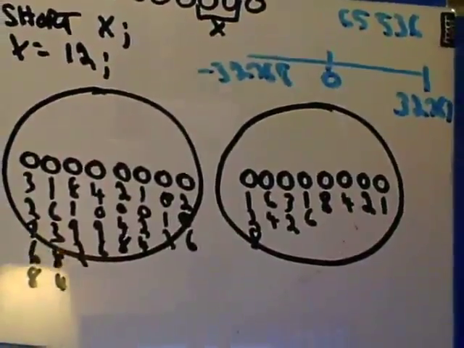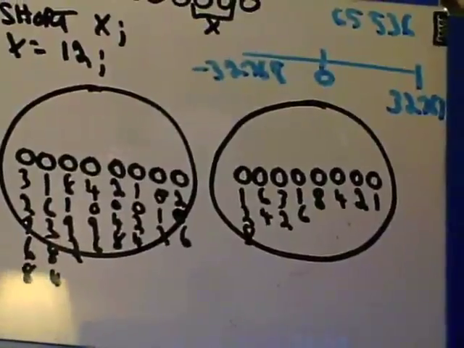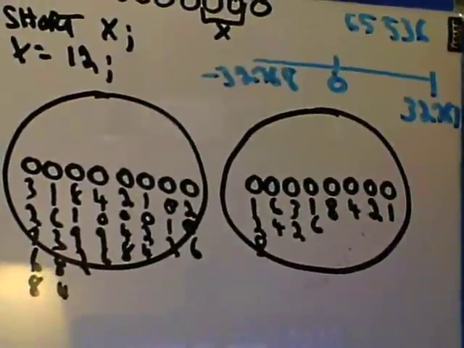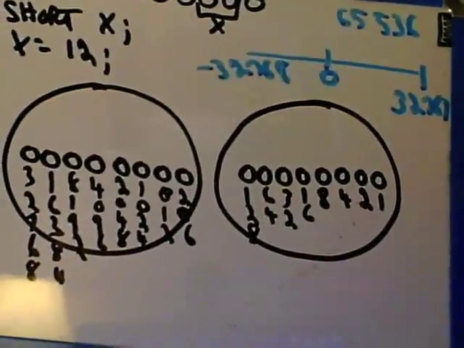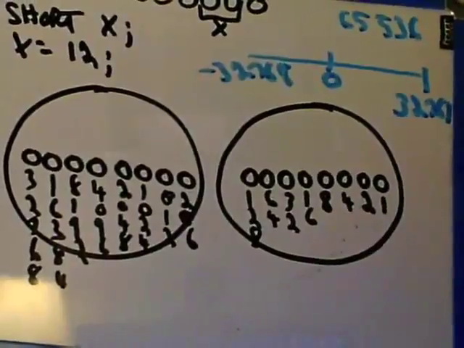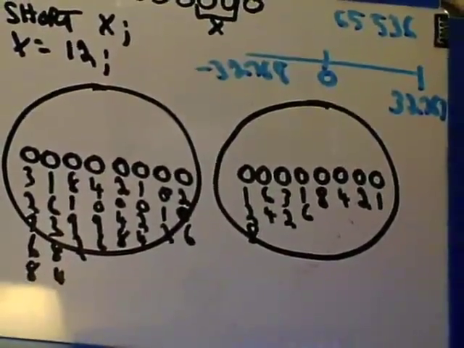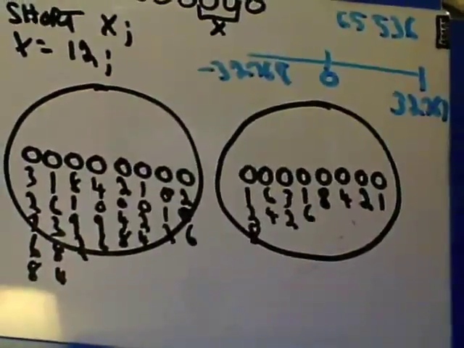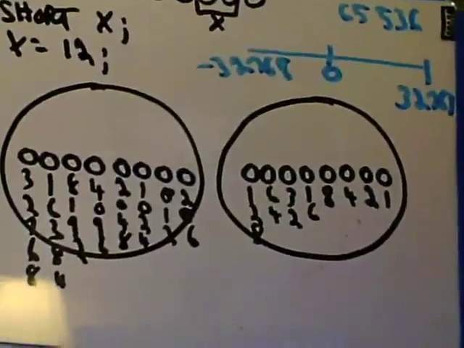You cannot store any more data in these 2 bytes than 65,536 different values. And since we have to include both positive and negative, we cut that in half and we go to 32,767 on the positive side and down to minus 32,768 on the negative side. The reason we have 32,767 to the positive is we have to allow for 0.